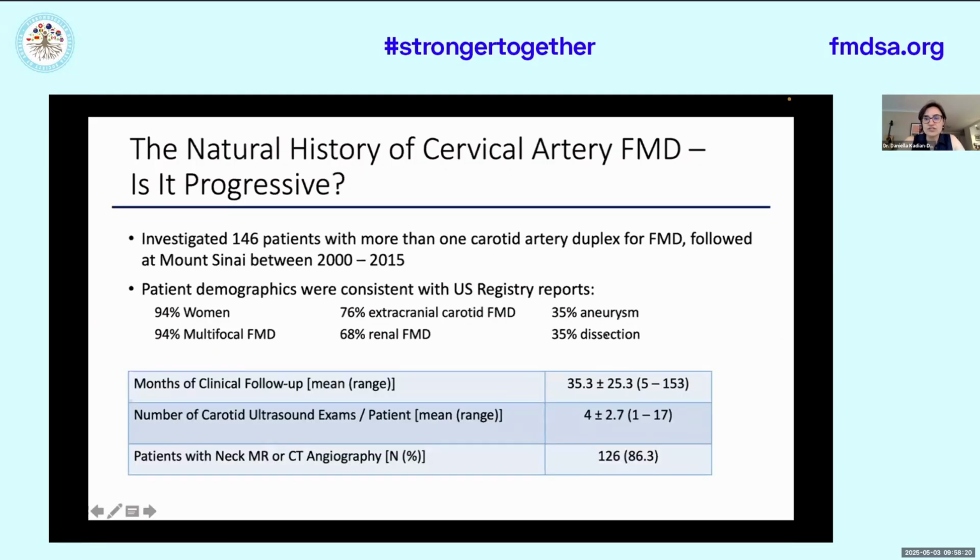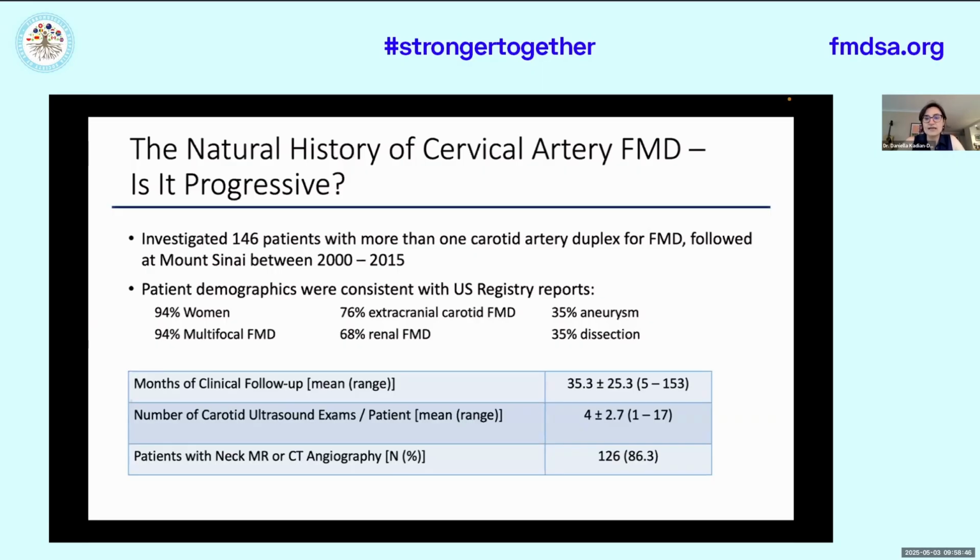We looked at our patients with cervical artery FMD at Mount Sinai to get a better understanding of what happens to them over follow-up. We looked at 146 patients over a 15-year period. The breakdown of the patients in terms of women, multifocal FMD, rates of aneurysm dissection was the same as what was being seen in the US registry. So we have no reason to believe that it would be different.